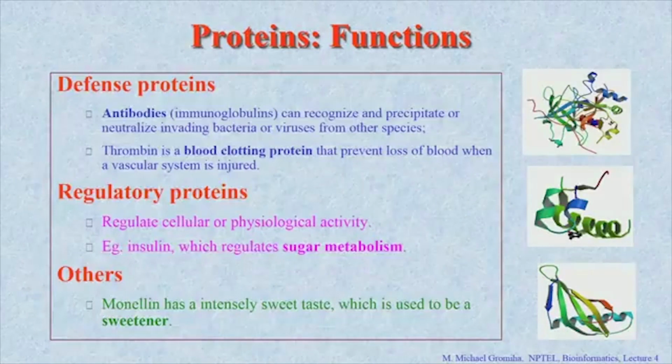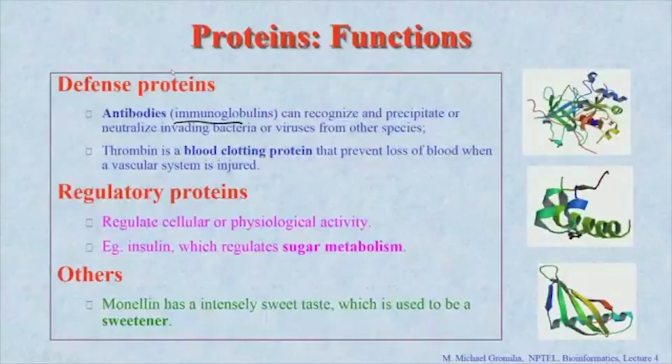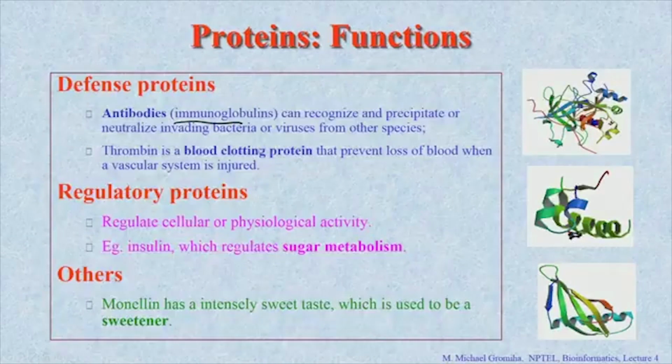Now there are other proteins called defense proteins. So what are called defense proteins? Antibodies. Because we defend ourselves, we have to be safe from the environment, from the bacteria or virus or anything. So like immunoglobulins, right. These can recognize and precipitate or neutralize the invading bacteria or virus from other species.